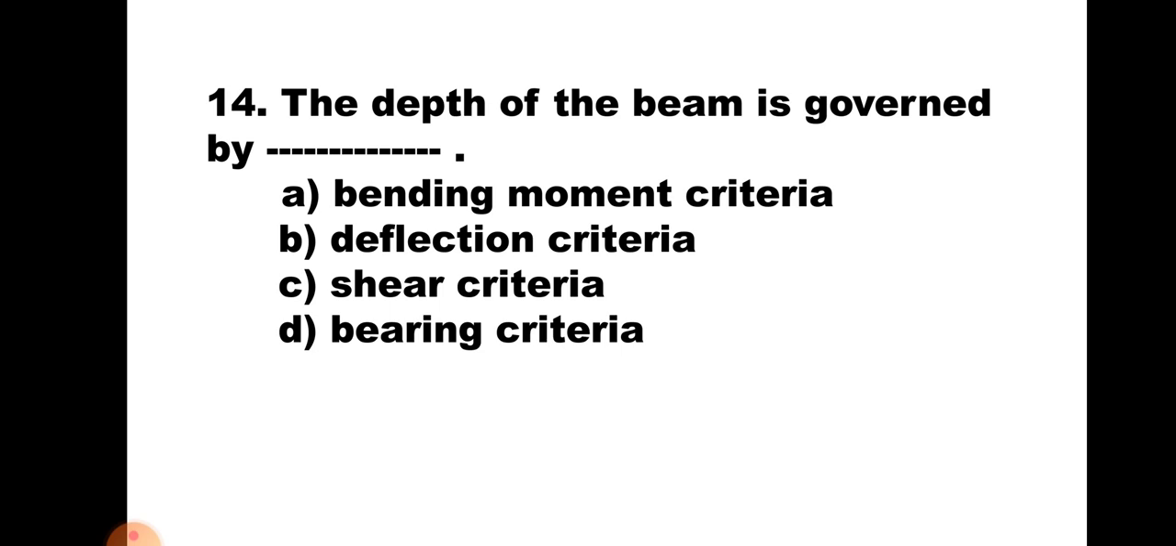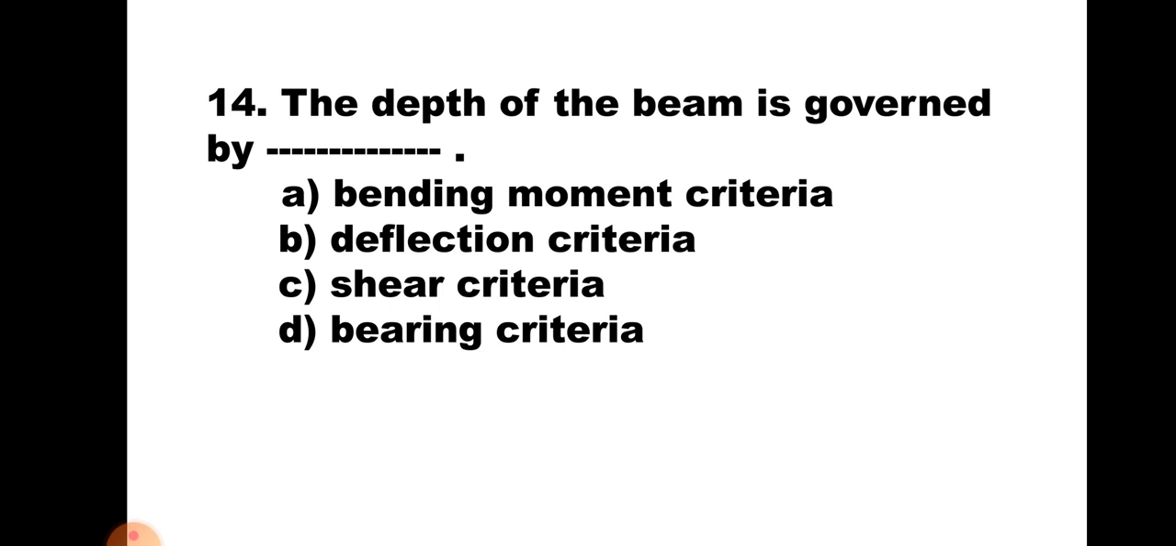Question number 14. The depth of the beam is governed by A, bending moment criteria, B, deflection criteria, C, shear criteria, and D, bearing criteria. Now in case of a beam, whenever we are taking the depth, we are taking the depth according to the basic L by D ratio. That means if for a simply supported beam the basic L by D ratio is 20, we are taking something less than that. That is, we are calculating the depth as L by 15 or L by 14 or L by 12 or L by 16 like that.